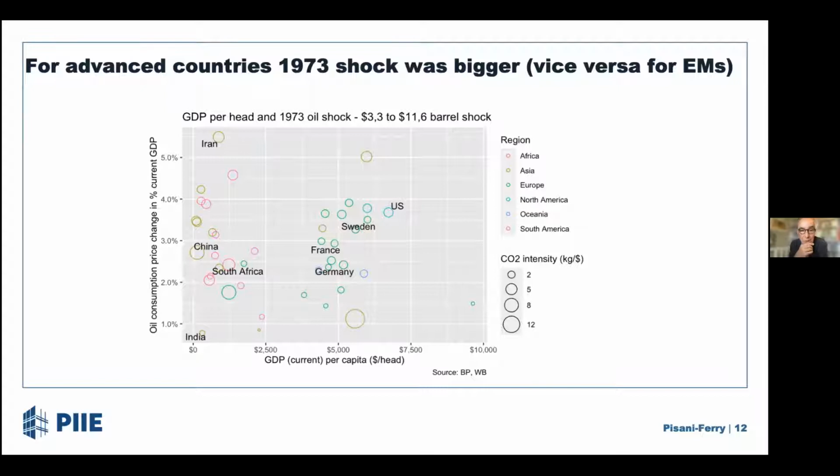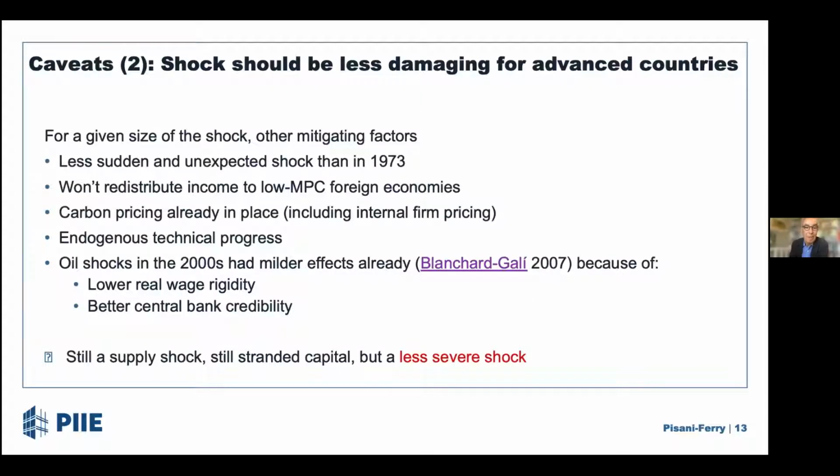If I look closely at what the shock was for the advanced countries in '73, I find that it was of the order of magnitude of 3% of GDP for several advanced countries, and more for some of them. So compared to the shock I'm mentioning, we were in this type of situation, but emerging countries often suffered a much smaller shock. So that's a caveat we should keep in mind.